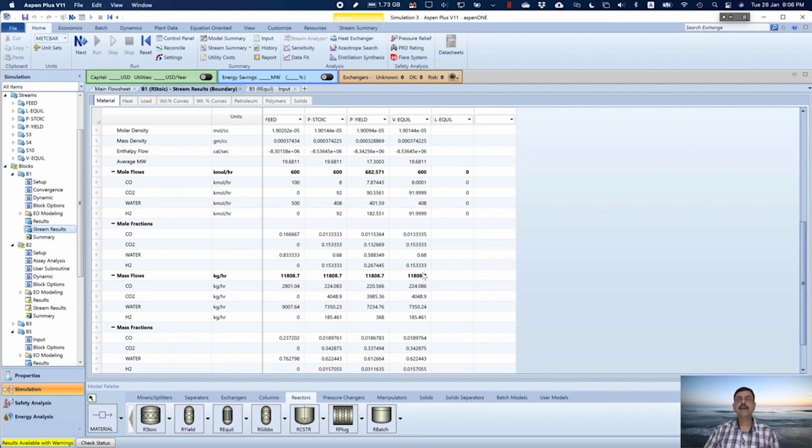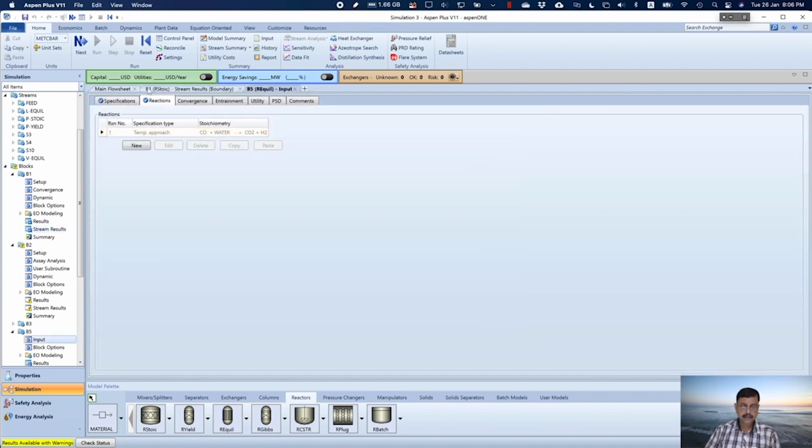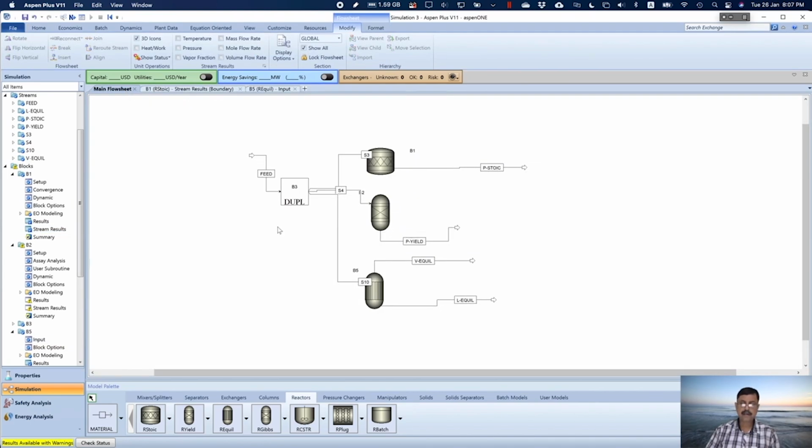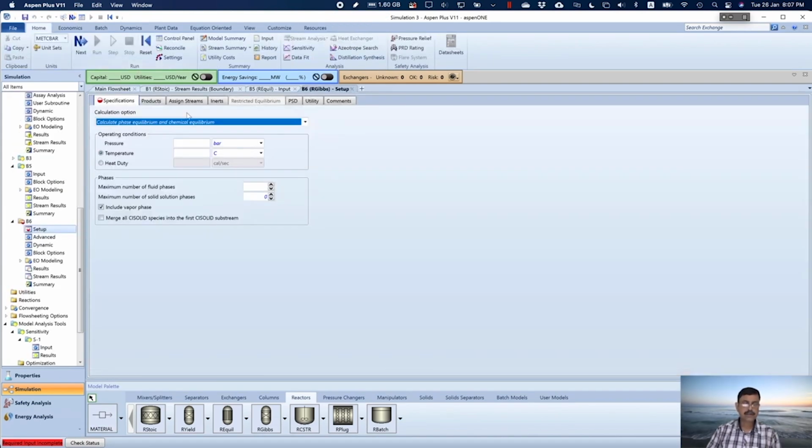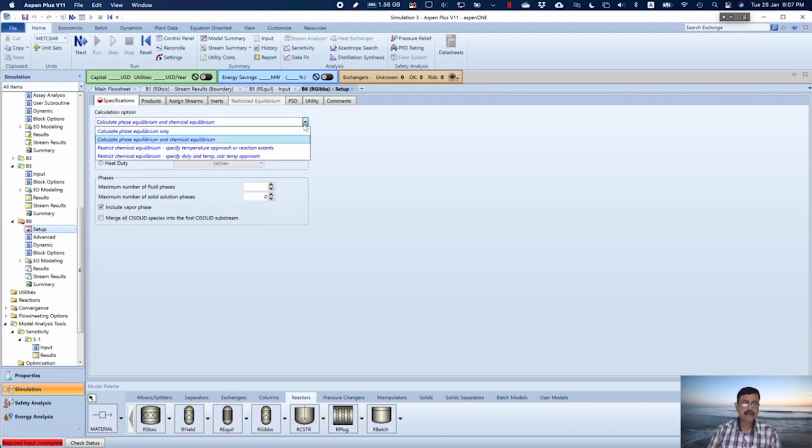So to achieve this amount of mole fraction in the product, that is the temperature approach for equilibrium. Okay. Finally, RGibbs. So for that, let us bring in the RGibbs block over here, connect the materials, rename it to PGibbs, press next. Here we have several calculation options.